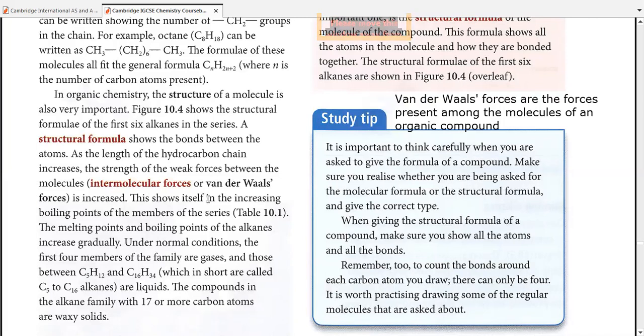You will say intermolecular forces such as Van der Waals forces, or you can simply write Van der Waals forces, that's good enough. You only need to mention the name. You do not need to discuss the details of this, because details are beyond the requirements of IGCSE.